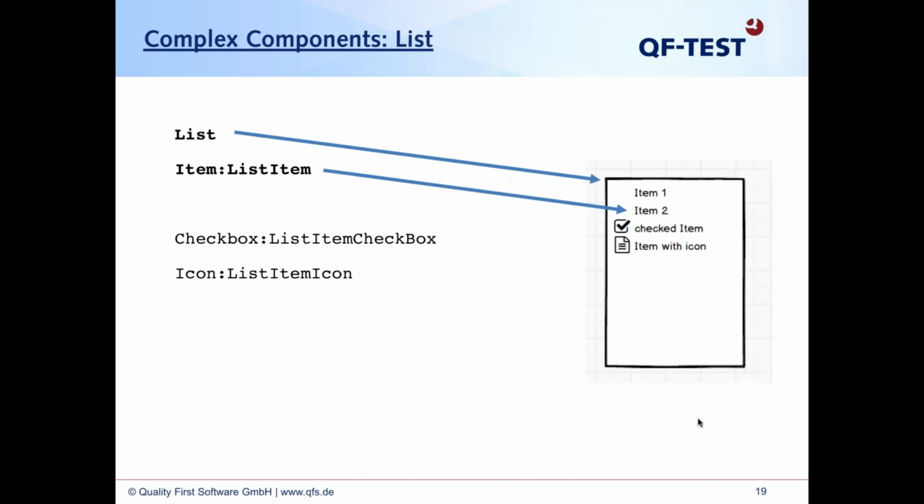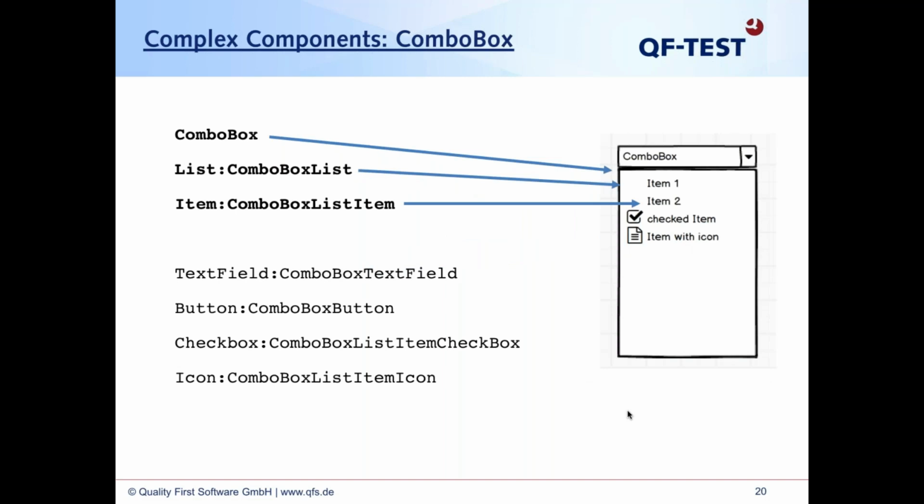And then there are optional elements, like, for example, checkboxes or icons, which QF-Test can check as well when you tell it. But if they are not available, you don't have to assign them, so QF-Test cannot check anything then. Another complex component is the combo box.